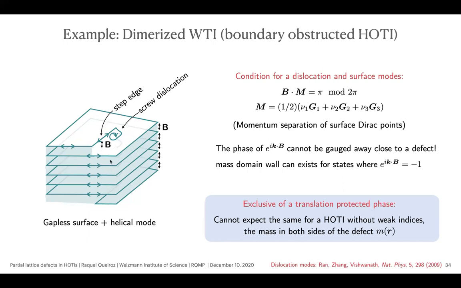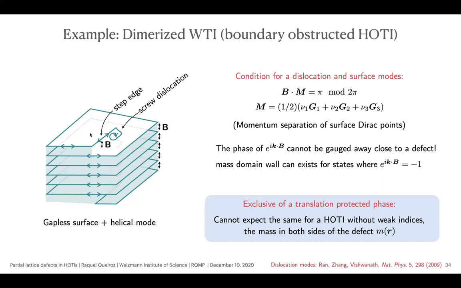But there's a criteria that would tell you this, the Rand-Vishwanath criteria. It would guarantee that you have these modes, which basically is B, the Burgers vector, dot m, and this m is the distance of the surface states in momentum space, but let me not dwell too much on that. It's related directly to the weak indices. And this is kind of an exclusivity condition. So we really cannot expect the same to happen for higher order TIs.